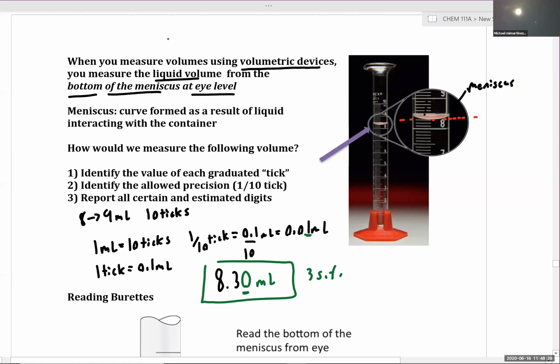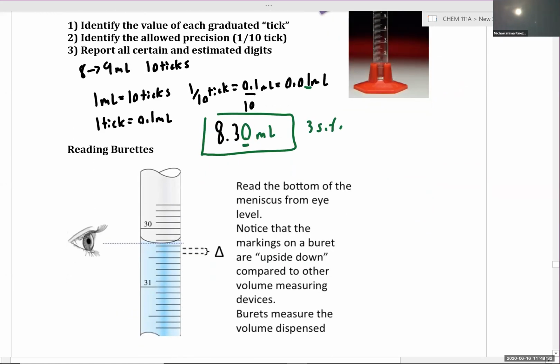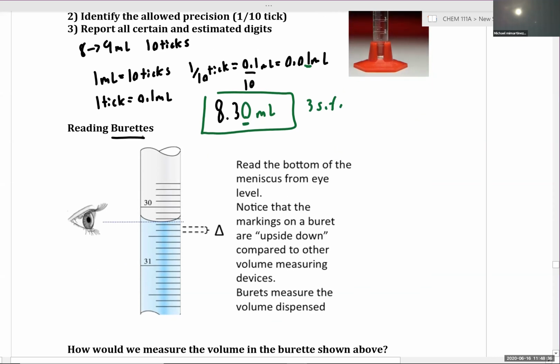So let's look at another common piece of glassware. One thing that you immediately notice if you look at a burette, does someone notice anything odd about the tick marks? Anything stand out about the volumes in this burette? Yeah, so the top of the burette is 0, the bottom of the burette is 50. So the markings on a burette are quote unquote upside down because burettes measure the volume dispensed. Just like before, you read the bottom of the meniscus at eye level.